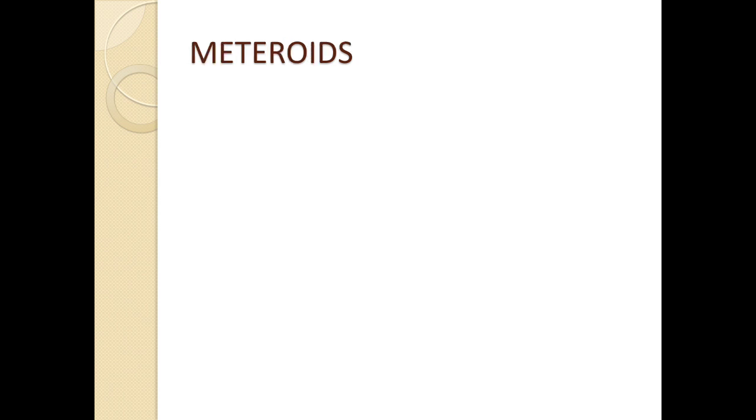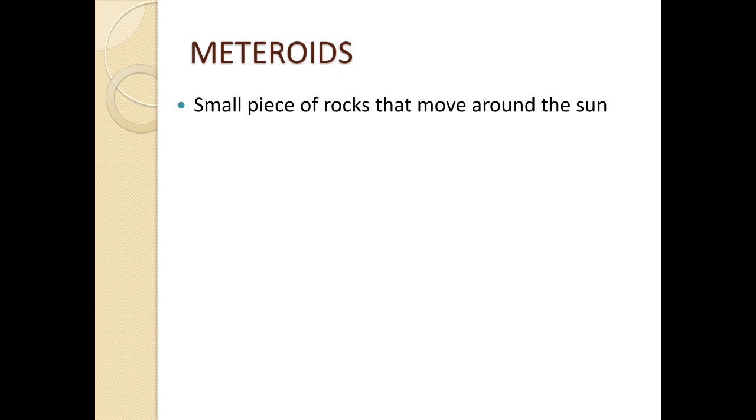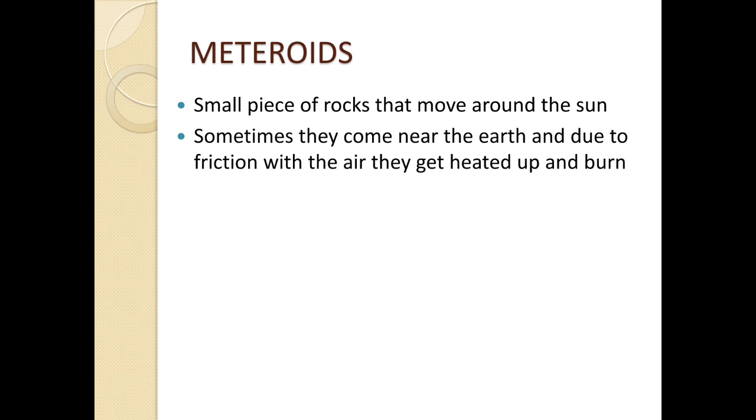Next, we can look at meteoroids. Meteoroids are small pieces of rock that move around the sun. Asteroids are tiny bodies that move around the sun, and meteoroids are small pieces of rock that move around the sun. But these meteoroids sometimes come near the earth. Earth is a unique planet which supports life, and the main reason why earth supports life is the presence of atmosphere. In this atmosphere, there are many gases such as nitrogen and oxygen. All these gases support the life system.